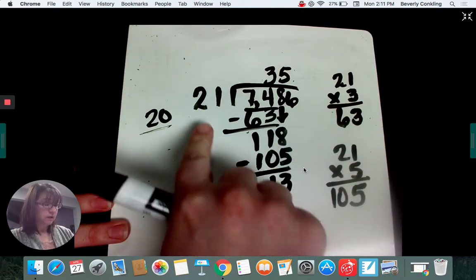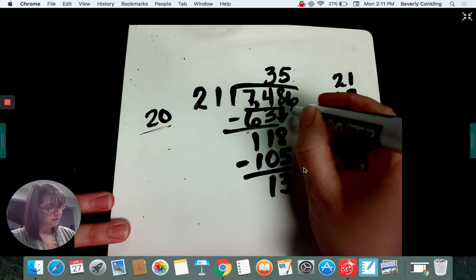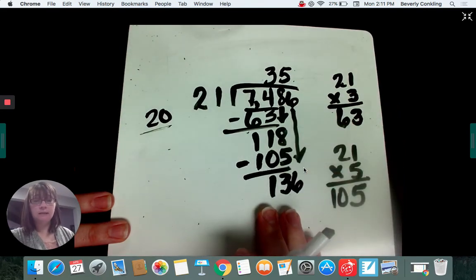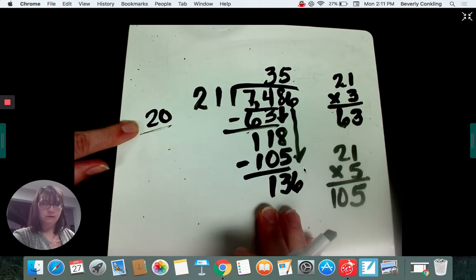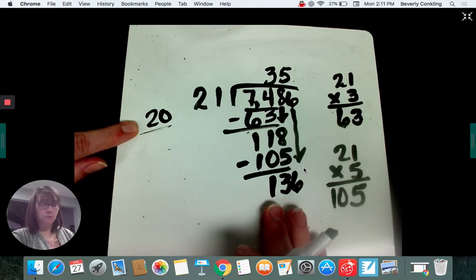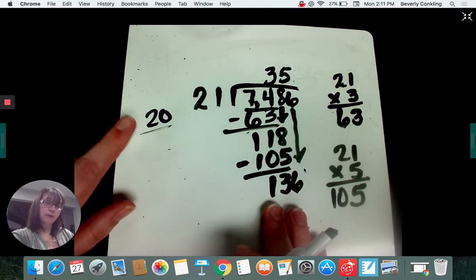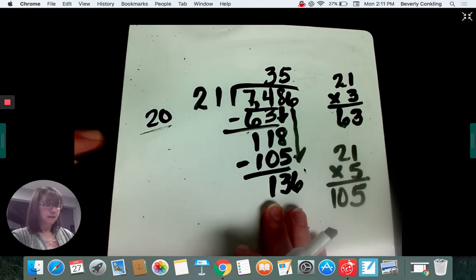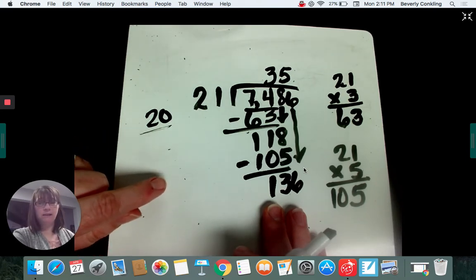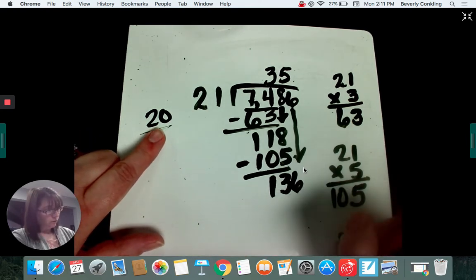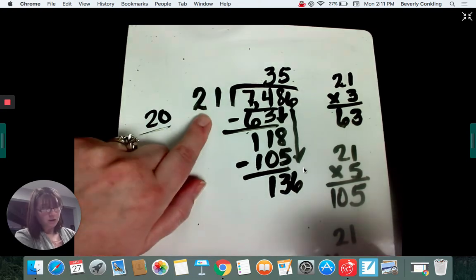Check. Is 13 smaller than 21? Yes, it is. So I'm going to bring down my 6. So I have 136. So we rounded to 20. So about how many 20s would be in 136? Well, we already said 20 times 6 would be 120. And 20 times 7 will be 140, because 2 times 7 is 14, and then I have the 0 for the end. And 140 is too big. So we're going to try 21. Remember, I got to use that divisor.